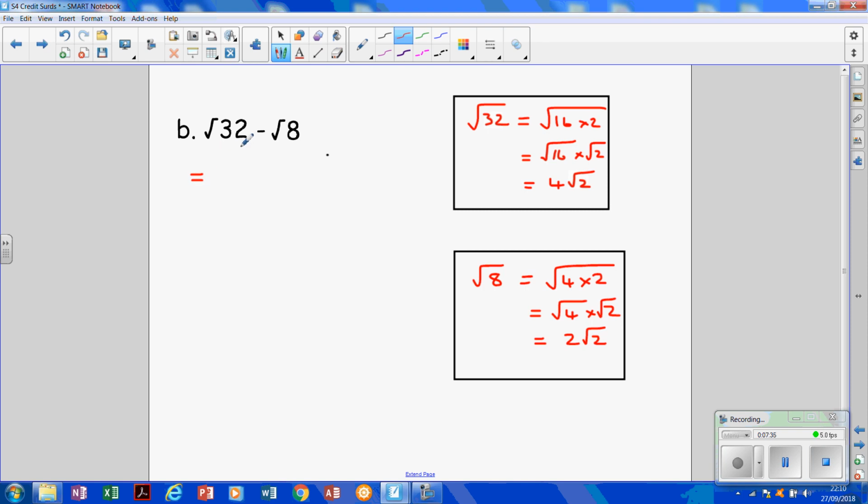So we want root 32. I've worked out it's 4 root 2s. And from that I want to take away root 8, and root 8 is 2 root 2s. So 4 of them, take away 2 of them, leaves me with 2 of them, and 2 root 2 is my final answer.